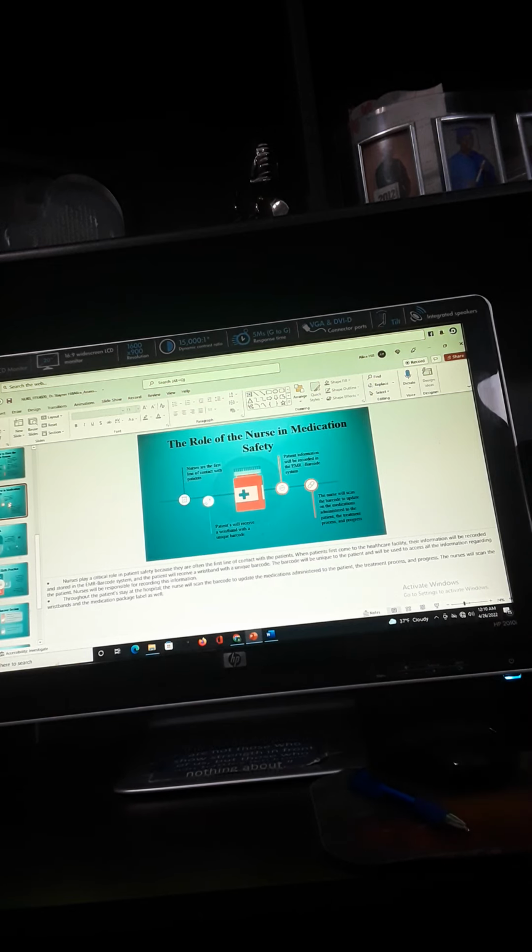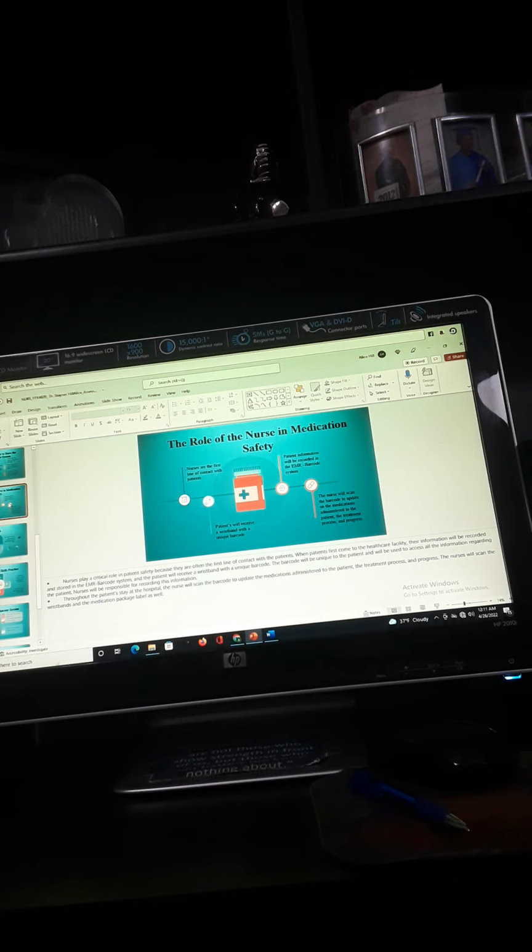Slide number 8. The role of the nurse in medication safety. Nurses play a critical role in patient safety because they are often the first line of contact with the patient. When patients first come to the healthcare facility, their information will be recorded and stored in the EMR barcode system, and the patient will receive a wristband with a unique barcode. The barcode will be unique to the patient and will be used to access all the information regarding the patient.